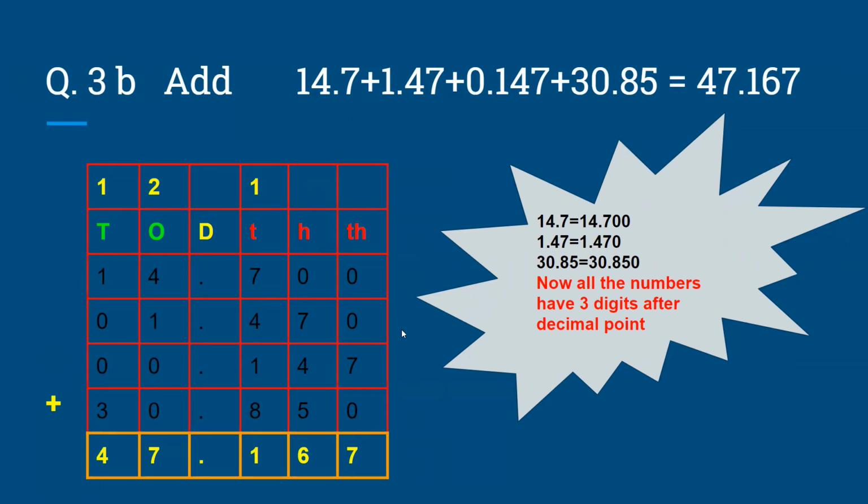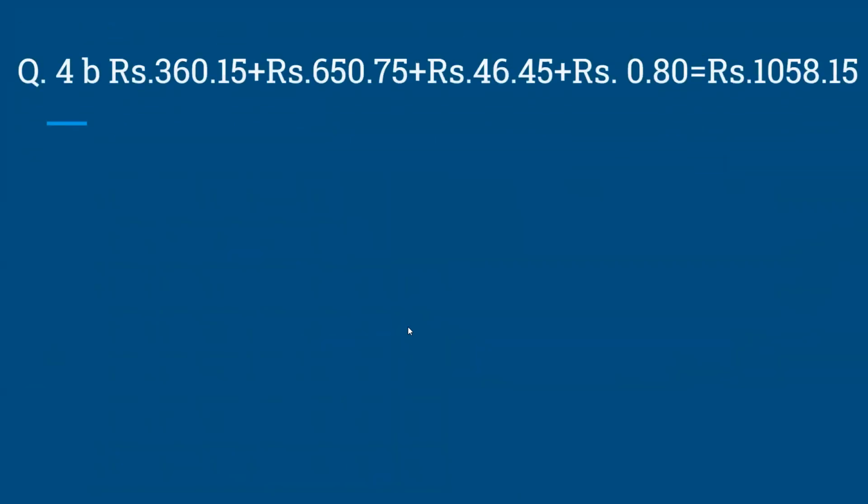So students, in this way, in this question, I have explained that if after decimal, any number is having less number of digits, put the zeros and make all the numbers have equal numbers of digits. Like in this question, we put the zeros and make 3 digits after decimal. In this way, we can add. Now, let us start with the next question.